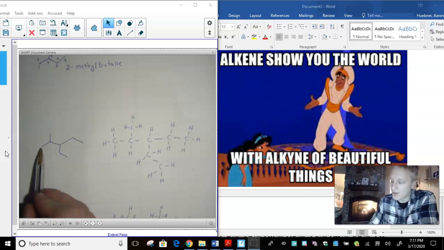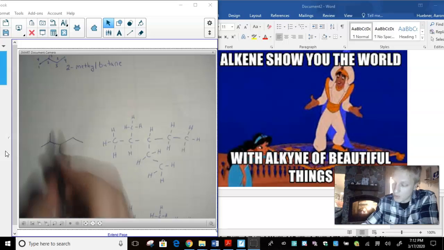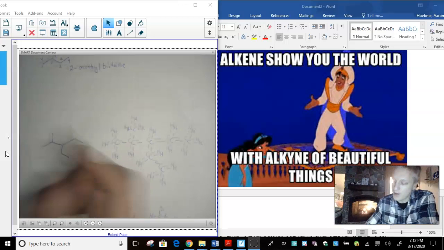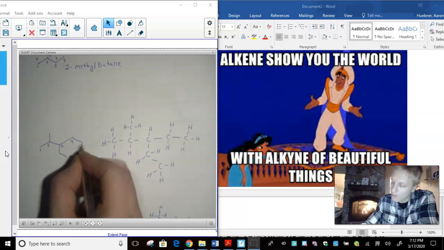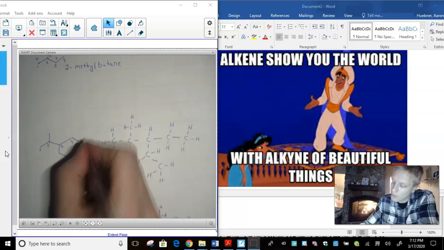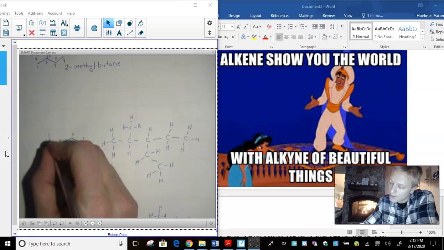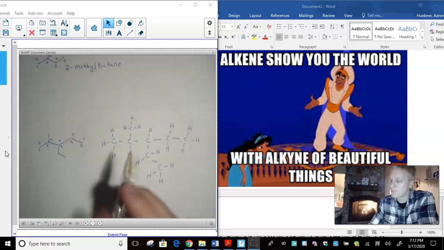Longest chain is first thing: 1, 2, 3, 4, 5. Again, it doesn't matter which way I do it, it's going to end up being the same. So I'm just going to keep it simple and do 1, 2, 3, 4, 5. Or I could count it right to left: 1, 2, 3, 4, 5.